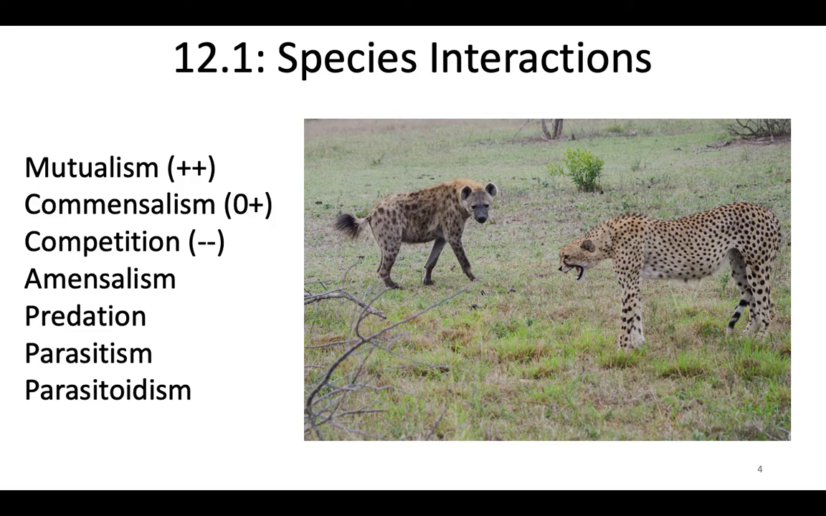Now, competition is when both species A and species B are negatively impacted by this interaction. So this is a hyena and a cheetah. Oh, he mad. Or she. They are competitors for a shared food resource, and when they're both fighting over that resource, they negatively impact each other.